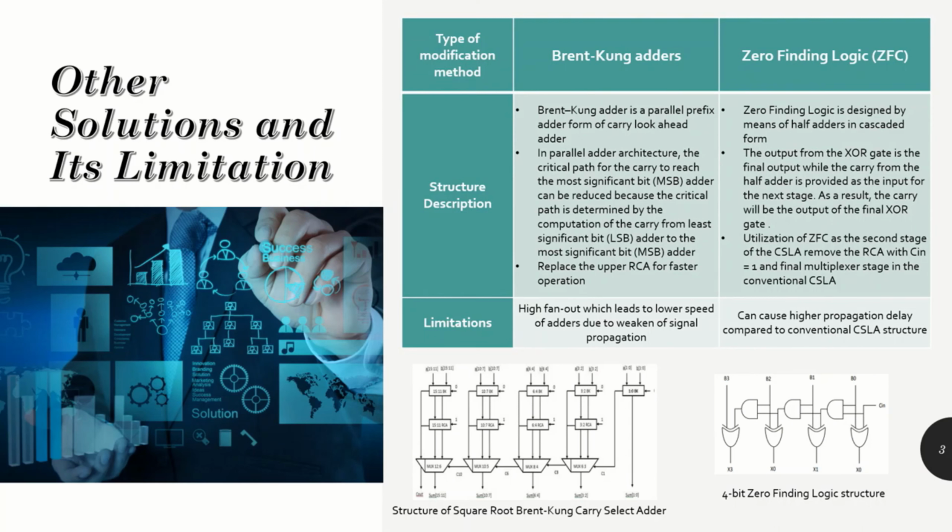Next is zero finding logic. It is designed by means of half adders in cascaded form. The output from the XOR gate is the final output, while the carry from the half adder is provided as the input for the next stage. As a result, the carry will be the output of the final XOR gate. The utilization of zero finding logic as the second stage of the CSLA is to remove the RCA with Cin equals to 1 and the final multiplexer stage in the conventional CSLA. Nevertheless, the propagation delay of the circuit will increase.